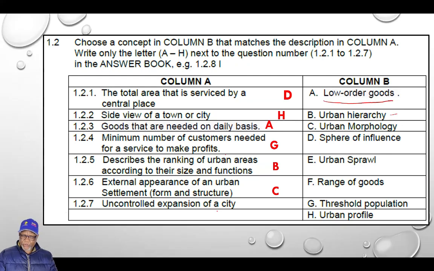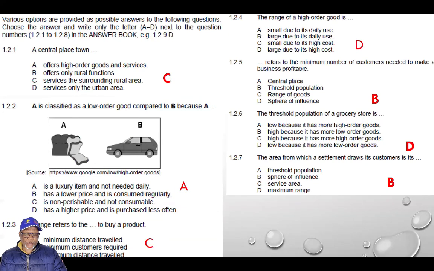Uncontrolled expansion of a city is A. So I believe now you have seen many of these concepts, and you'll be able to apply them in your examination questions. Should you get any of them, I believe you'll get full marks. Now, let's go to other short questions. A central place town services the surrounding rural area, which is number C.